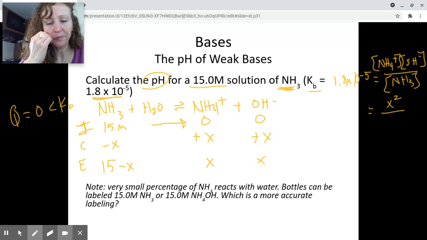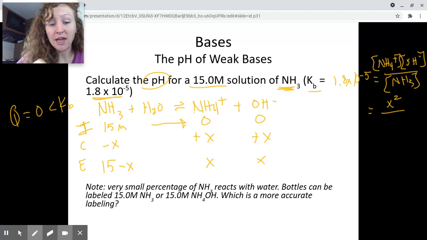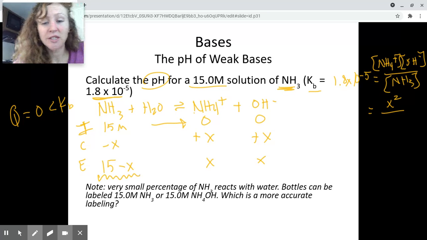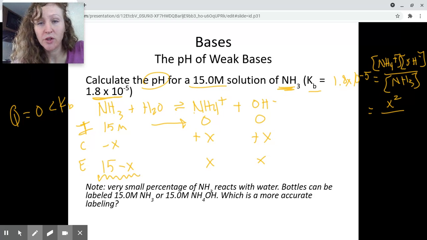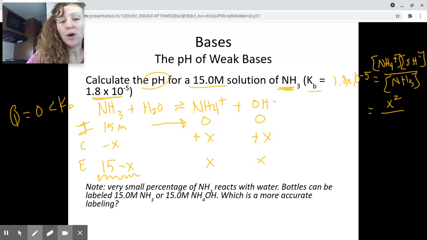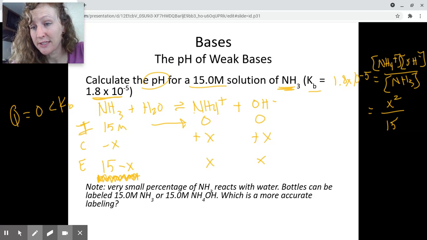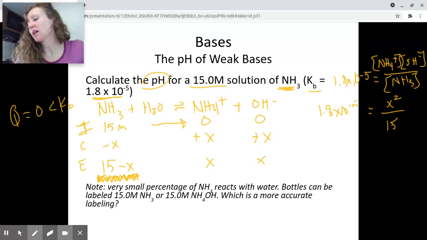Now, the top is just two x's. The bottom is going to be 15 minus x. So I have a fairly small Kb. I'm going to make the approximation to assume it is going to be a forward reaction, but it's not going to shift very far forward because Kb is so small that the ratio of reactants to products is not going to result in very many products. So I'm going to assume that x is so small that it's not going to significantly affect my 15, so I'm going to ignore it. And then I can check my assumption when I'm done.